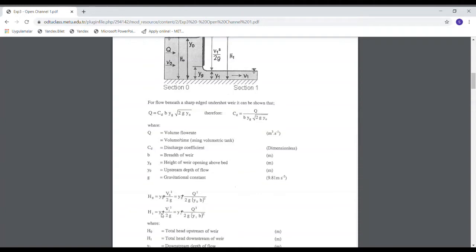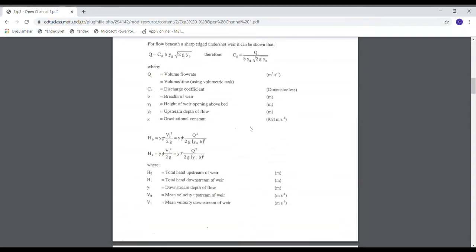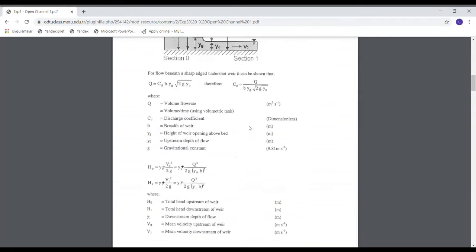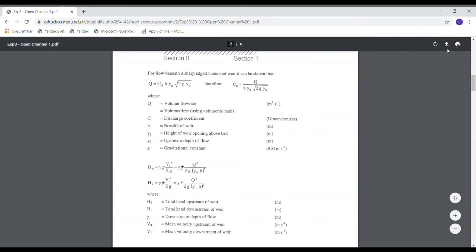H1 will be equal to Y1 plus, this time instead of V0, V1 square over 2G. And again, instead of velocity, we are replacing it with the discharge divided by area for downstream values, of course. And this is all for this part.